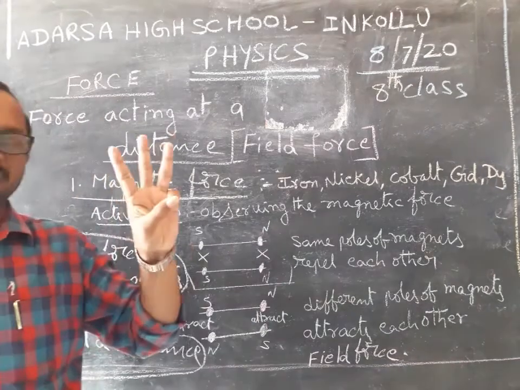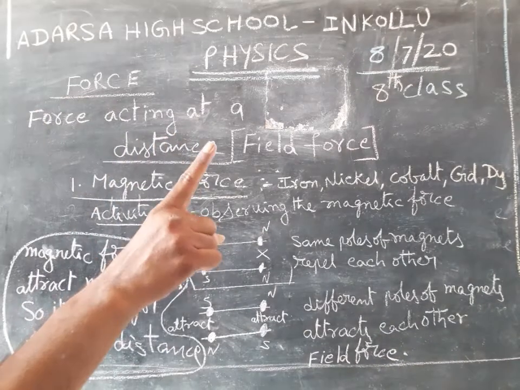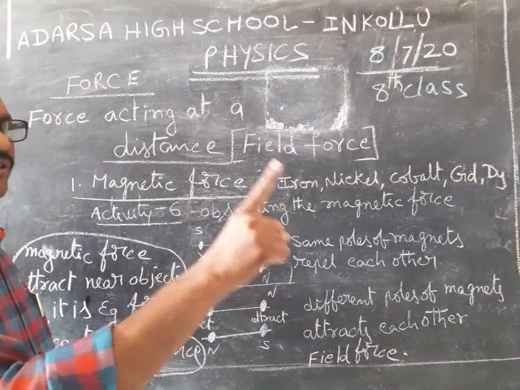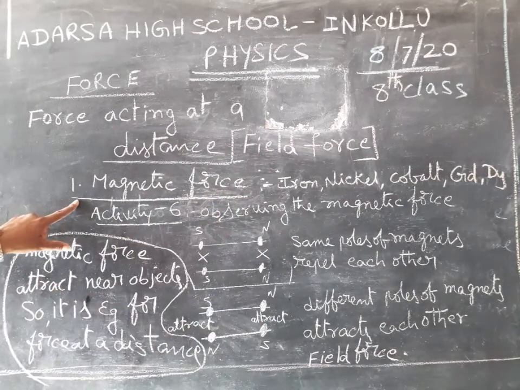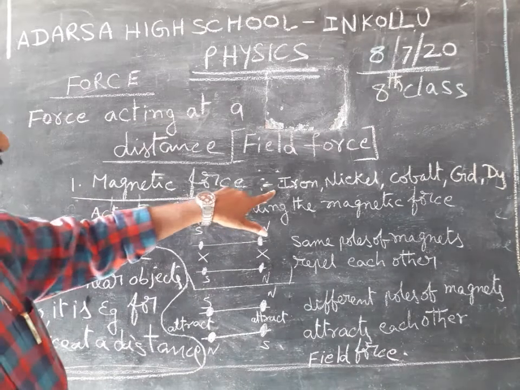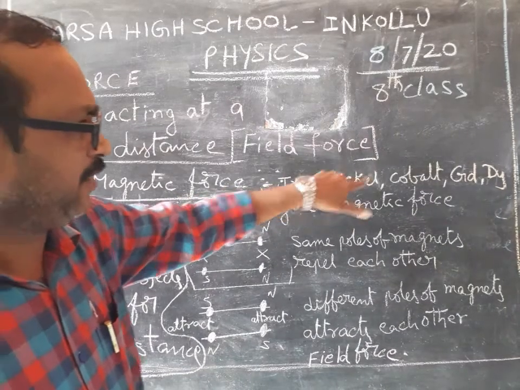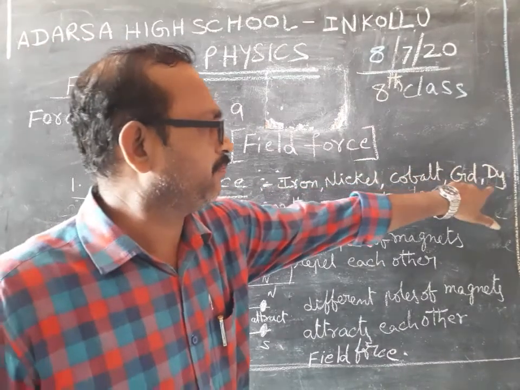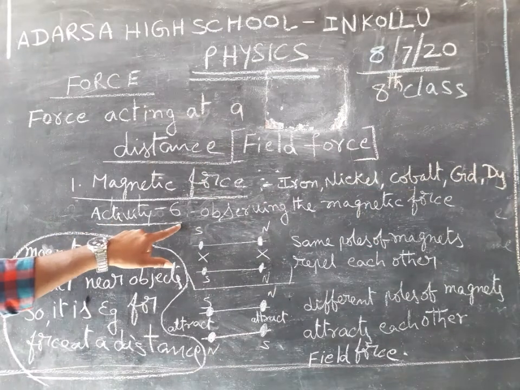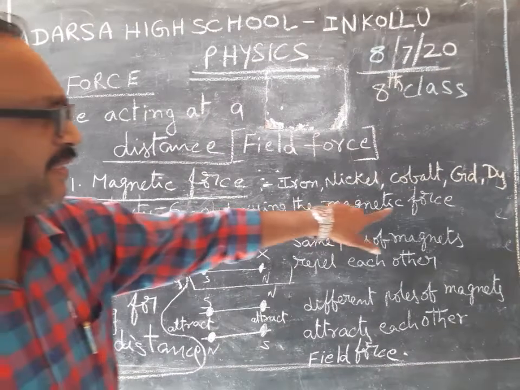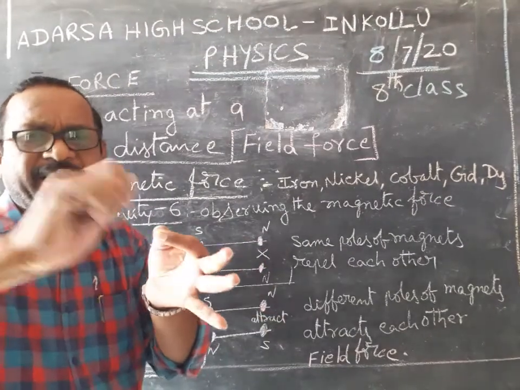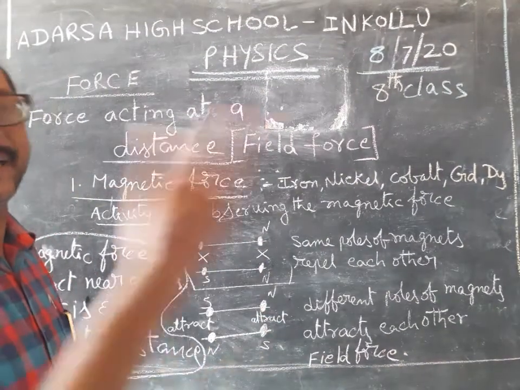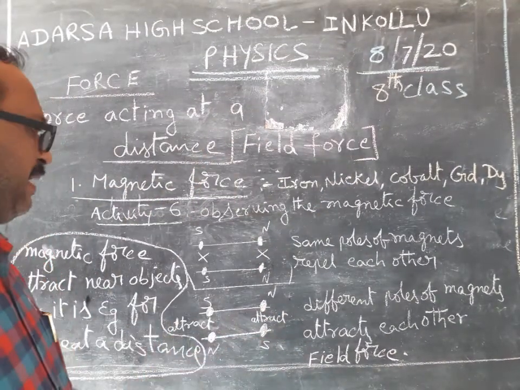How many types of forces did I tell? Three types: magnetic force, electrostatic force and gravitational force. The first force is attractive, the magnetic force. A magnet attracts iron, nickel, cobalt, gadolinium, dysprosium. Activity 6, observing the magnetic force. Already I told you, take one needle and rub it with the help of a magnet. It becomes a magnet after some time.